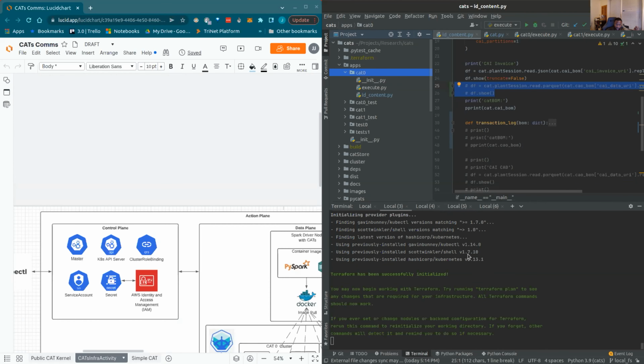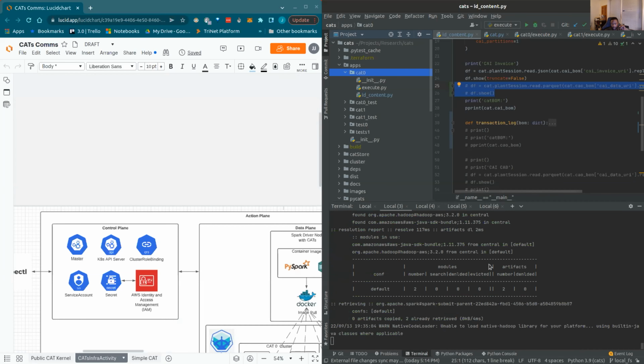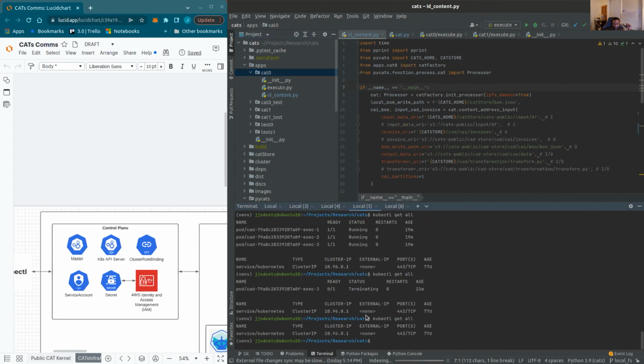Terraform is running, providing the execution for that cat. Spark is like driving an elephant. It's annoying and it takes time. Okay, hold on, I have to monitor resources.